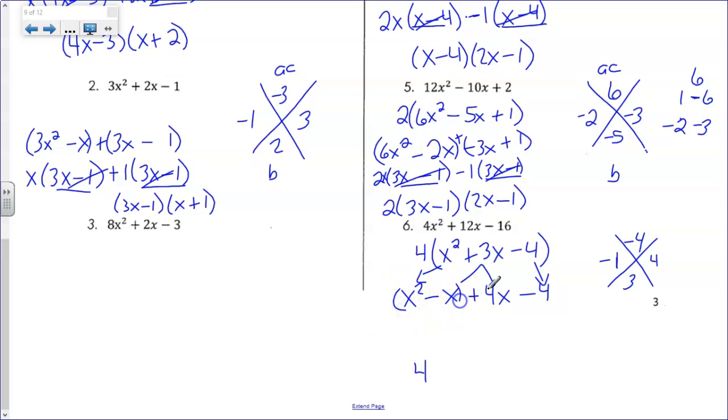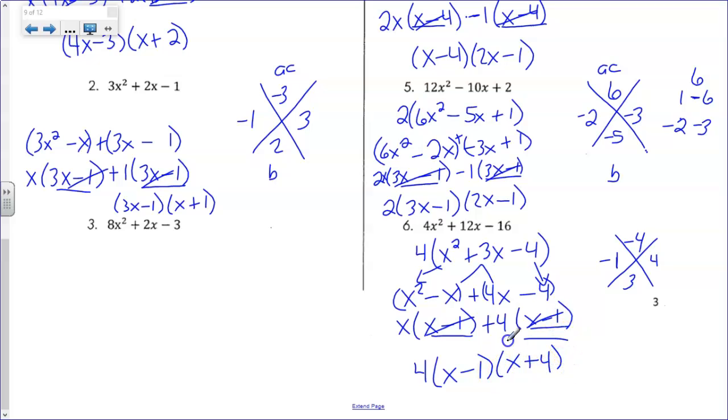All right, group. I take out an x, I get x minus 1. Take out a 4, I get x minus 1. So I get x minus 1 and x plus 4. And that is my final answer. Okay, I'm going to give you the answer here, and I want you to work it and see if you can get it. If not, you can ask questions.